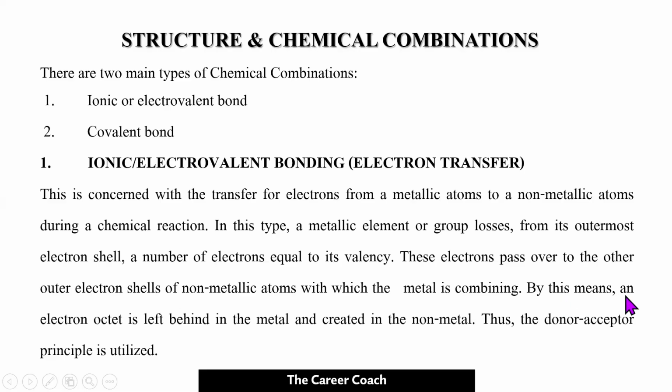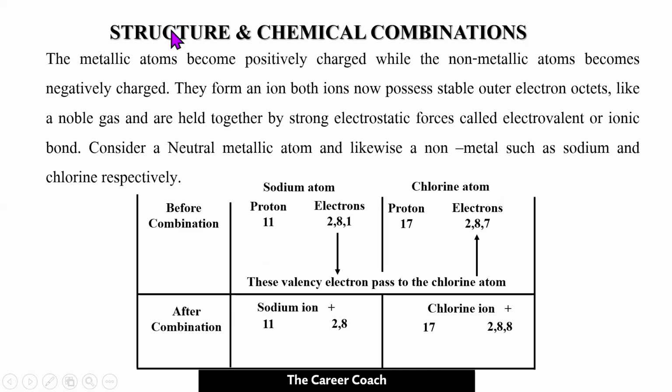By this means, an electron octet or stable state is left behind in the metal and created in the non-metal. So both of them become balanced. Thus, they have at least 8 electrons in the outermost shell. Thus, the donor-acceptor principle is utilized. Which of these two utilizes the donor-acceptor principle? It is ionic or electrovalent bond.